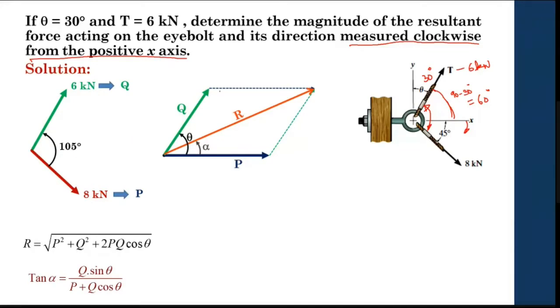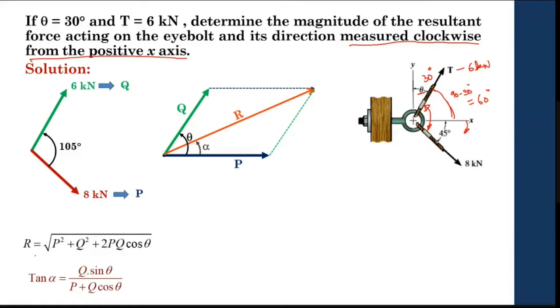Now, based on this particular diagram, I am relating it. I consider the green color as Q, and this one as P, which is 8 kilonewton. So now we know theta also. Not this theta, don't get confused. This is different, according to the problem. So theta is equal to 105 degree.